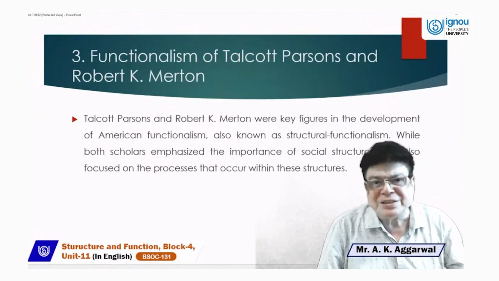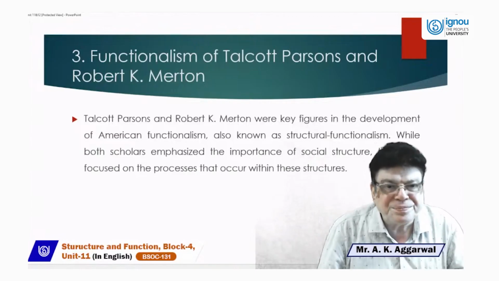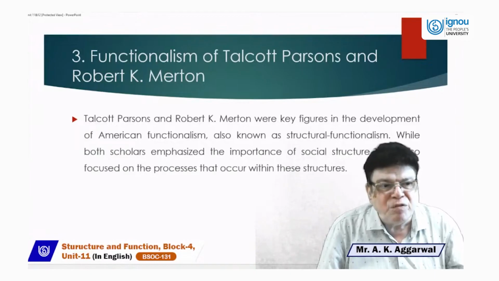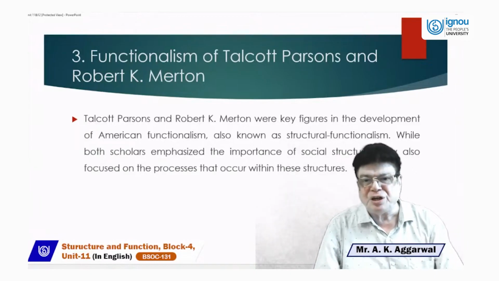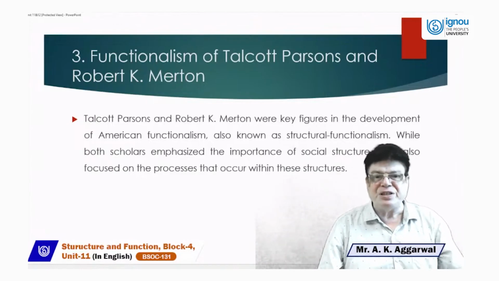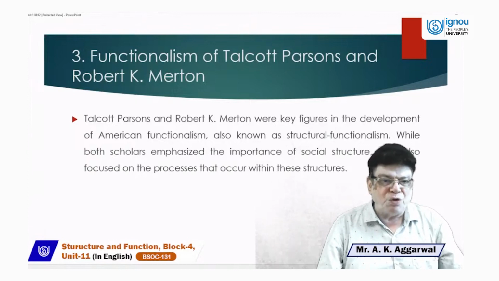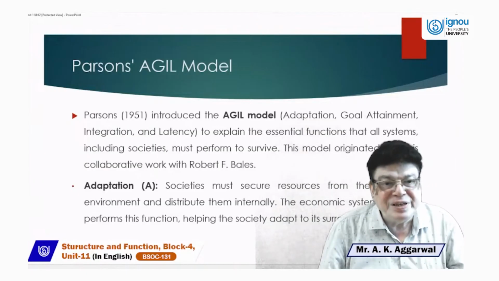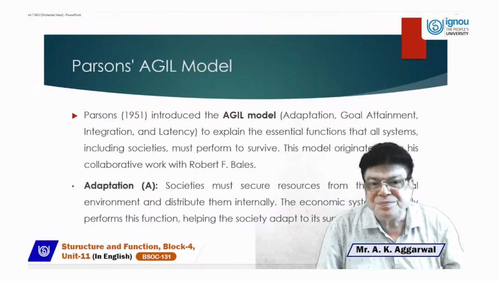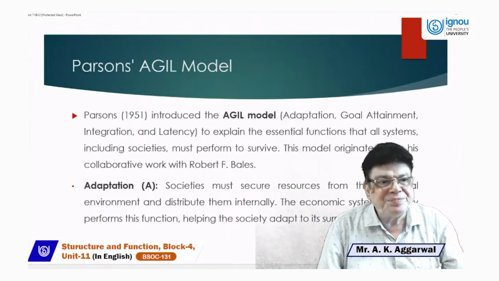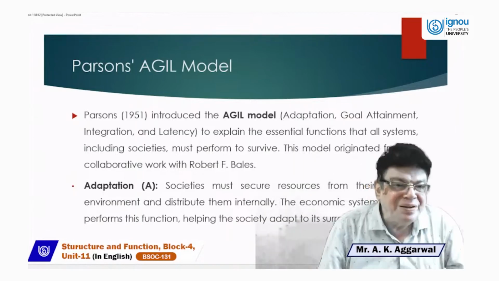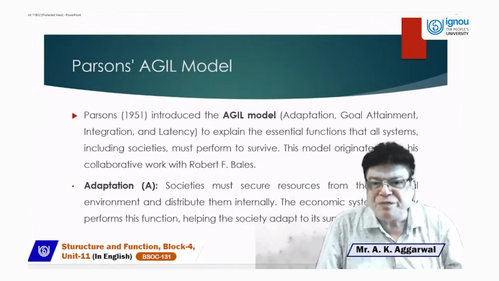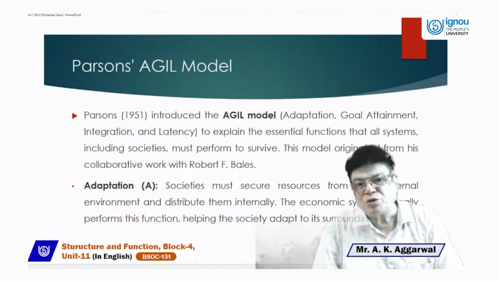Functionalism of Talcott Parsons and Robert K. Merton. Talcott and Robert were key figures in the development of American functionalism, also known as structural functionalism. While both scholars emphasized the importance of social structure, they also focused on the processes that occur within these functions. Parsons' AGIL model: Parsons introduced the AGIL model. AGIL means adaptation, goal attainment, integration, and latency, to explain the essential functions that all systems, including societies, must perform to survive.